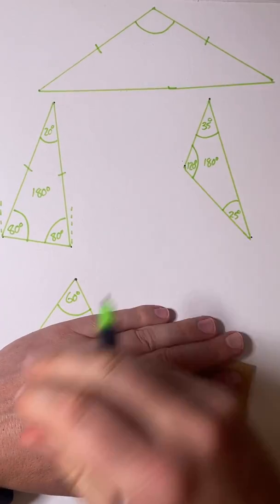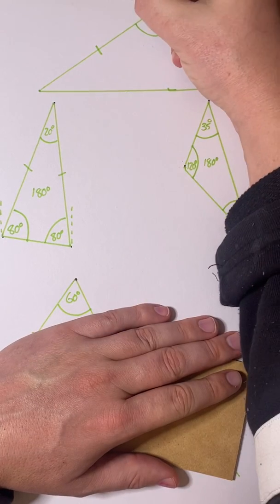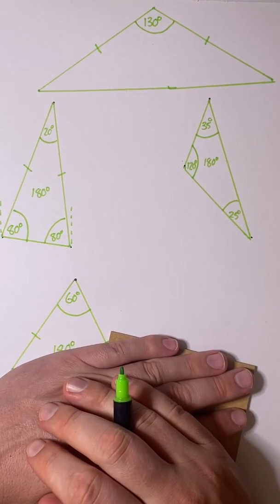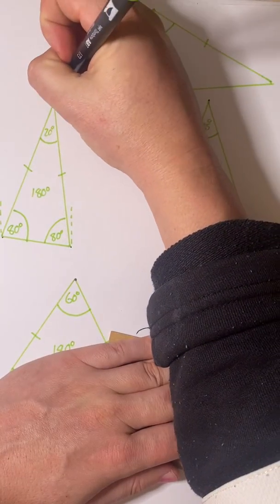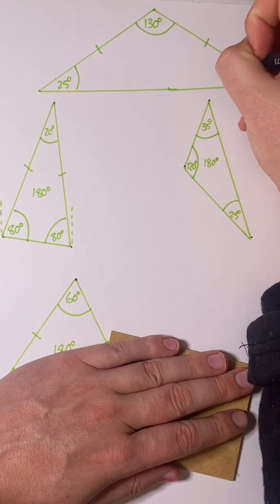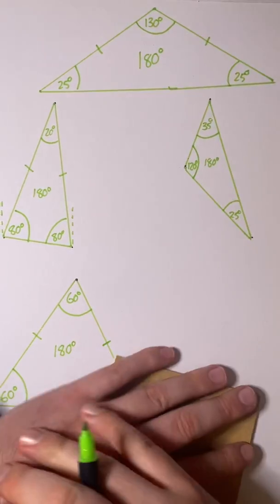our lines. But we have an obtuse angle. That's a very wide angle, so I might even say that's 130 degrees, leaving 50 degrees left. And because it's isosceles, these 2 angles are the same, 25 and 25, thus totaling 180 degrees.